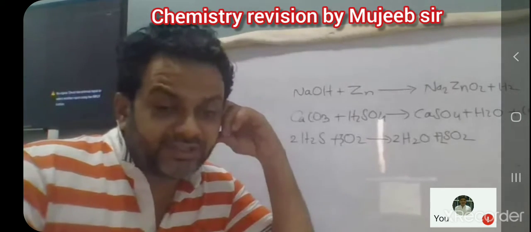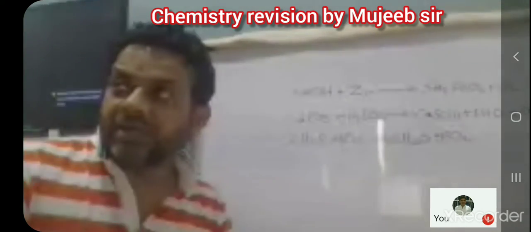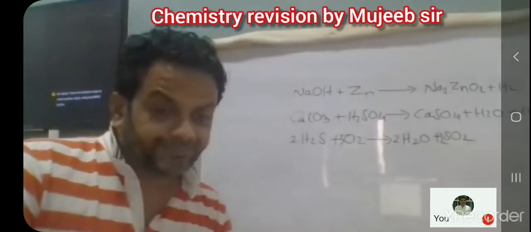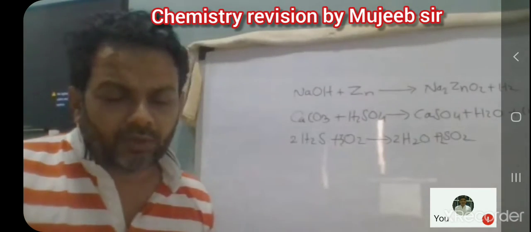Why is respiration considered an exothermic reaction? Because here glucose is oxidized to give carbon dioxide, water and a large amount of heat. As the heat is given out, it is an exothermic reaction.